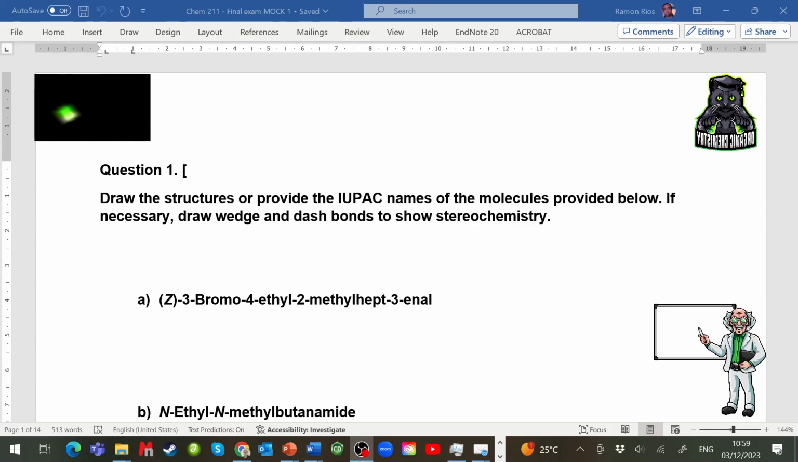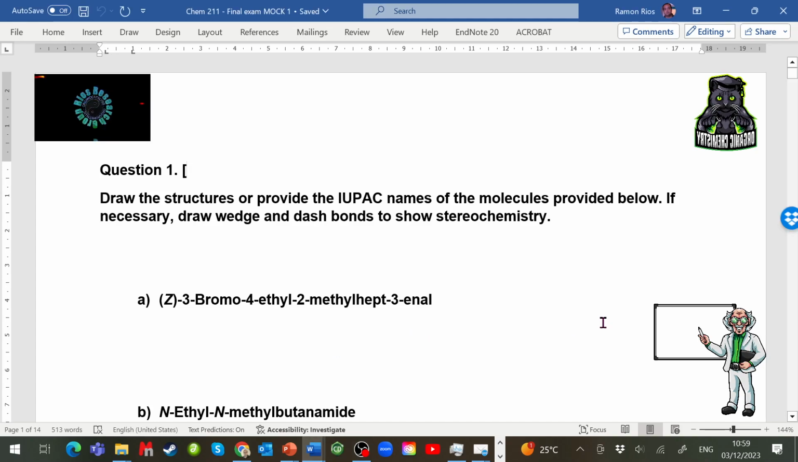Hi, welcome. This is mock exam number 1, and we will proceed to answer all the questions. Okay, question number 1: without the structure, provide the IUPAC names of the molecules provided below. It's not necessary to use wedge and dash bonds to show stereochemistry.